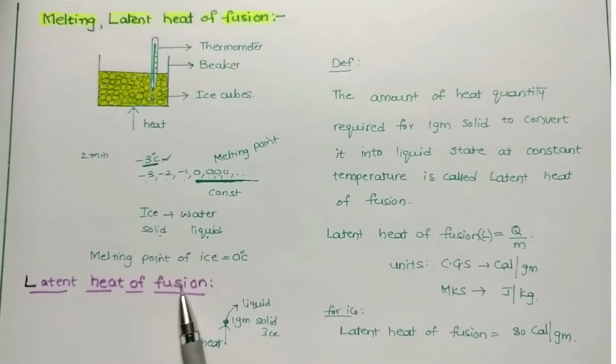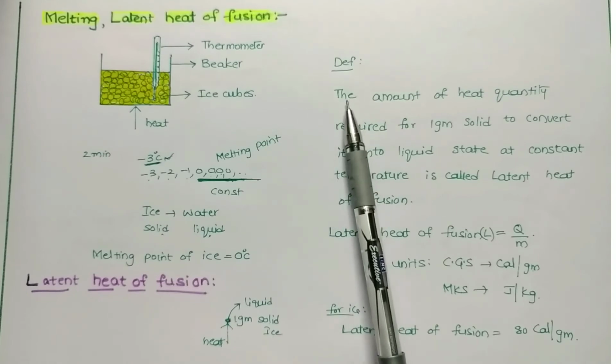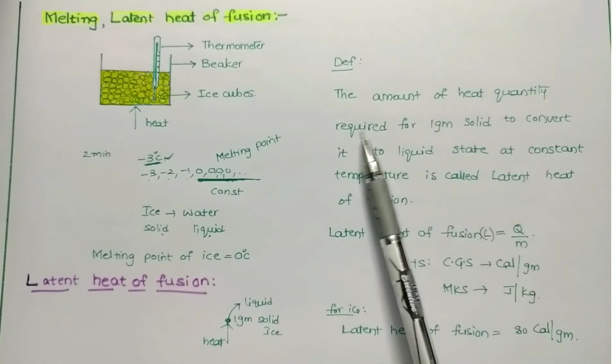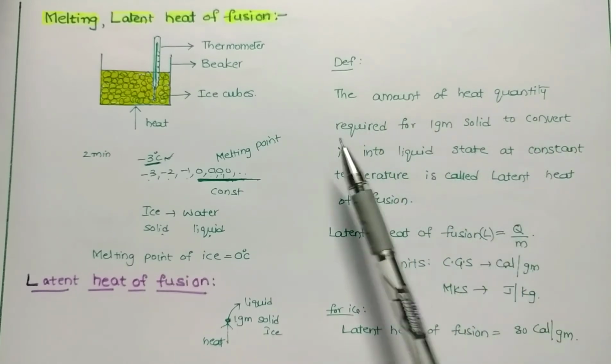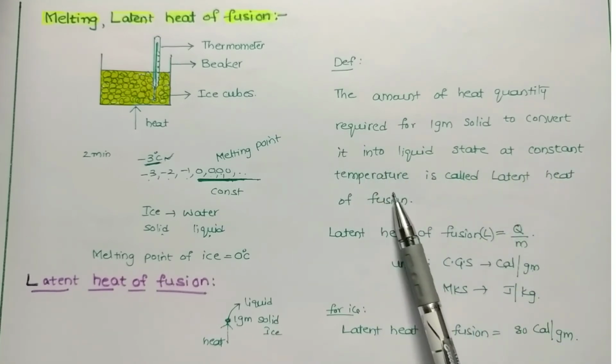So to define the latent heat of fusion, take 1 gram of solid, that is ice, and the amount of heat energy required for 1 gram solid to convert it into liquid state is called latent heat of fusion, and this occurs at constant temperature. So thus we can write the definition: latent heat of fusion is the amount of heat quantity required for 1 gram solid to convert it into liquid state at constant temperature.